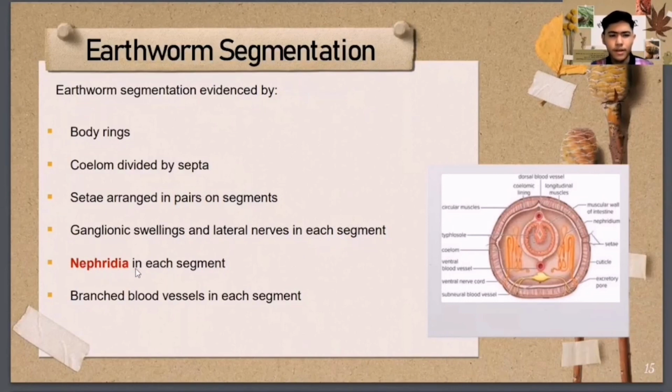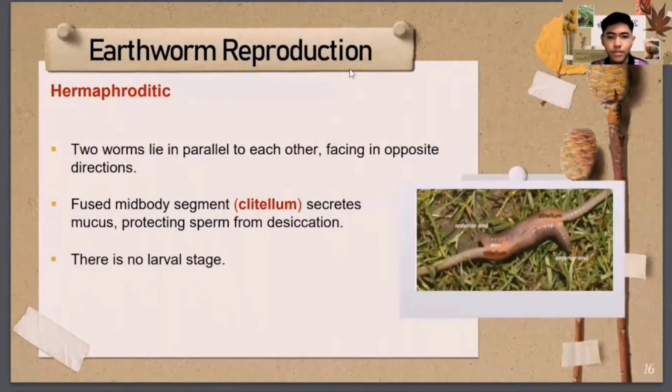Next is nephridia in each segment. Nephridia comes from the Greek word nephros, which means kidney. Nephridia is a kidney basically. Lastly, there is a branch blood vessel in each segment. So we move on to earthworm reproduction.